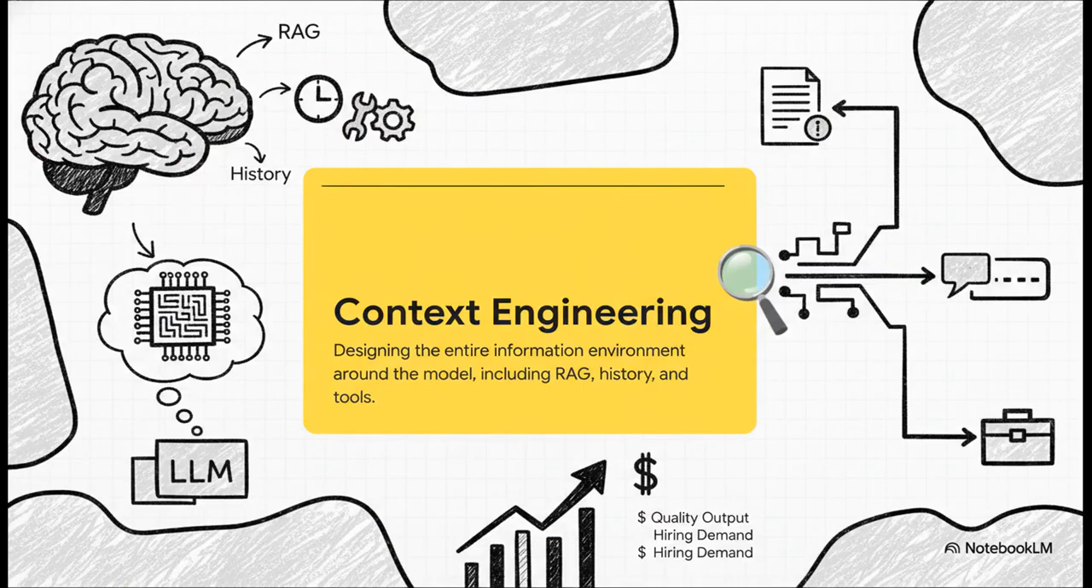All of this leads to a much bigger, more important idea: context engineering. You've heard of prompt engineering, right? Well, think of this as the next evolution. It's not just about the words you type. It's about designing the entire information ecosystem the model has access to: the RAG documents, the chat history, the tools it can use. The quality of an LLM's output is directly tied to the quality of the context you give it. This is a skill that is in huge demand right now.